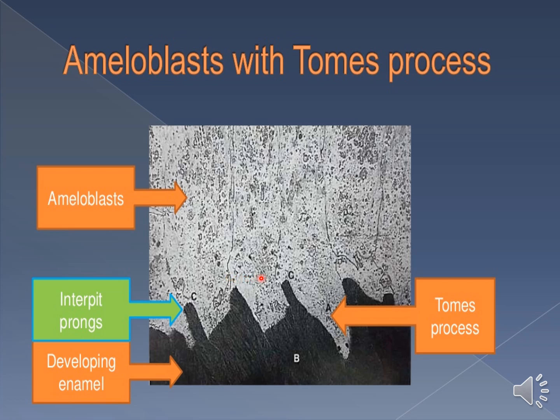The Tomes processes are delineated by a structure called terminal bars, which we will talk about later in the maturation stage. We describe two types of terminal bars, the proximal terminal bar and the distal terminal bar. So this is what I was talking about, the pit formation, where the Tomes process juts into the forming enamel matrix.